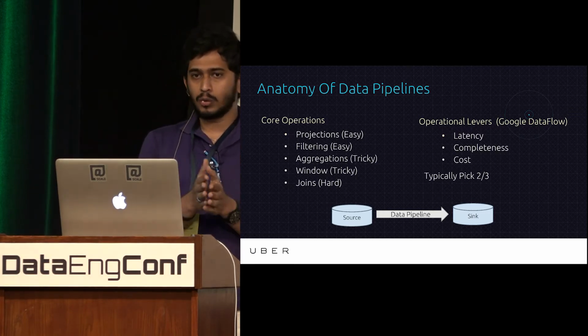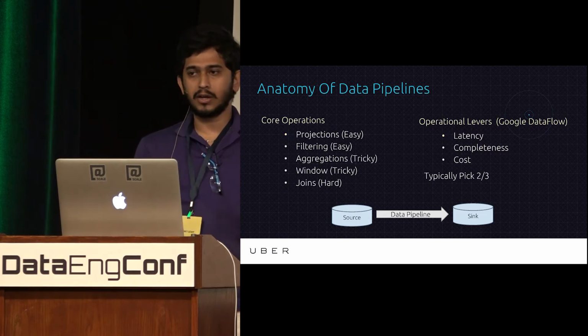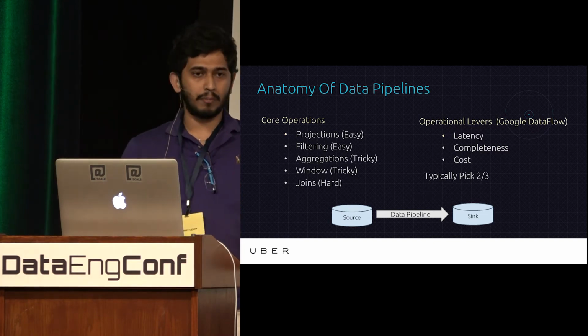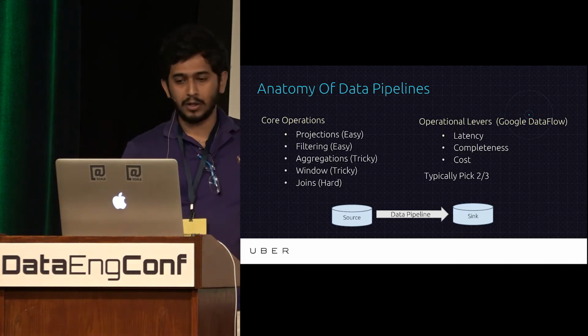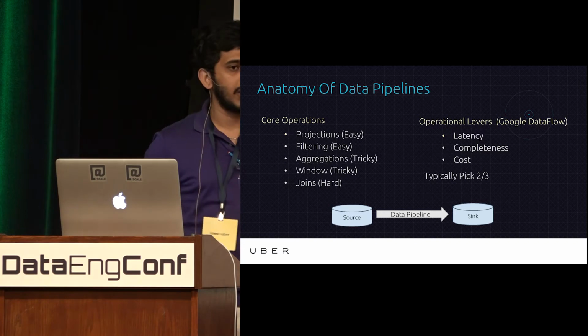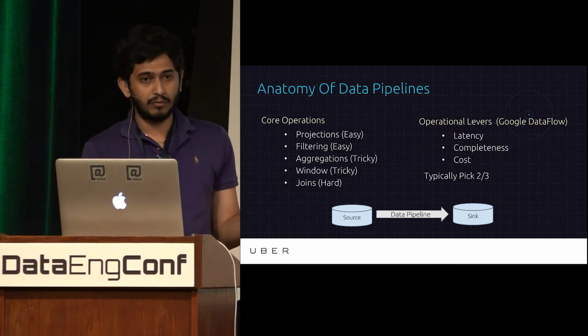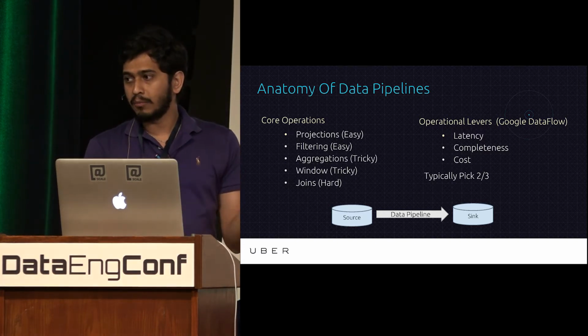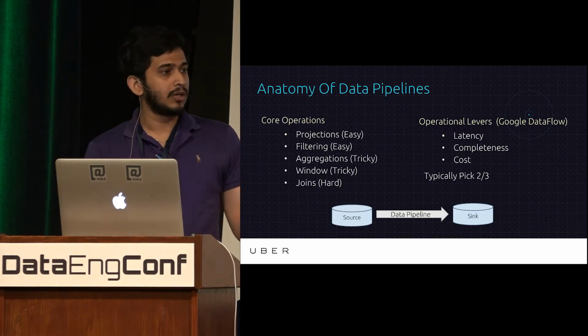But if you do want to do a 6-way join, then it becomes a much harder problem, right? So most people make the trade-offs where they pick 2 out of 3. You can achieve all 3 if you want for simpler pipelines, or by spending a lot more cost.